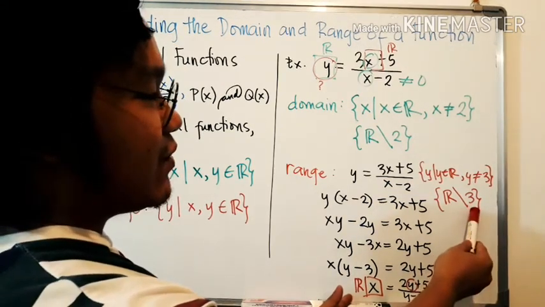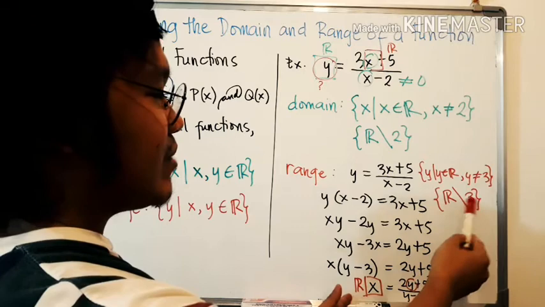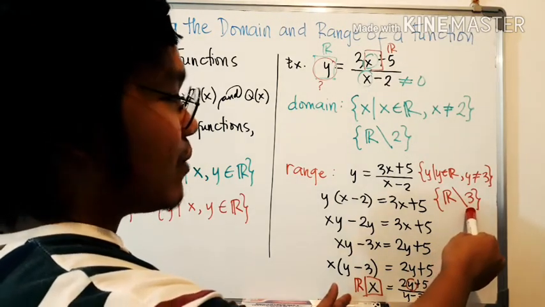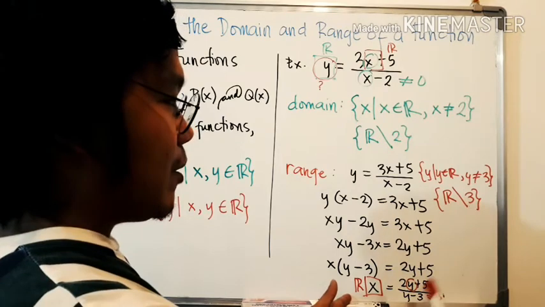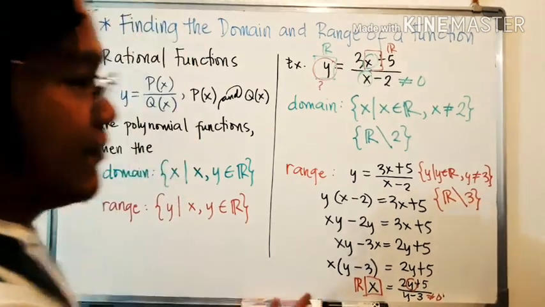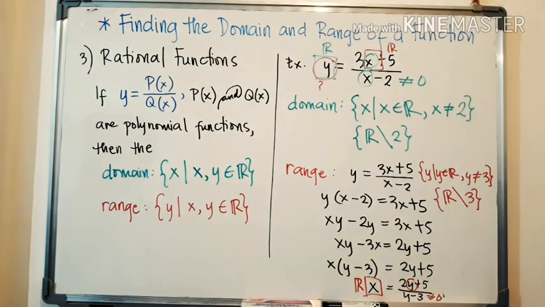Meaning, other values for y except 3 will make this equation defined and real. We can have 2.99, the function is defined. We can have 3.00001, the function is still defined. But if our y is equal to 3, then x is not defined. Okay? So that's it for the domain and range of a rational function.